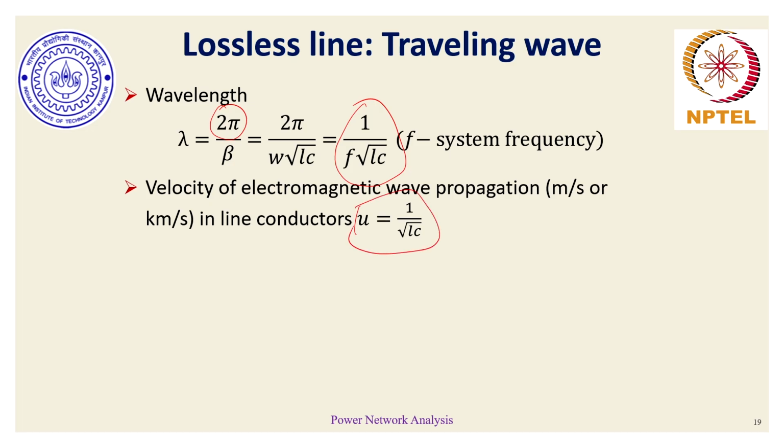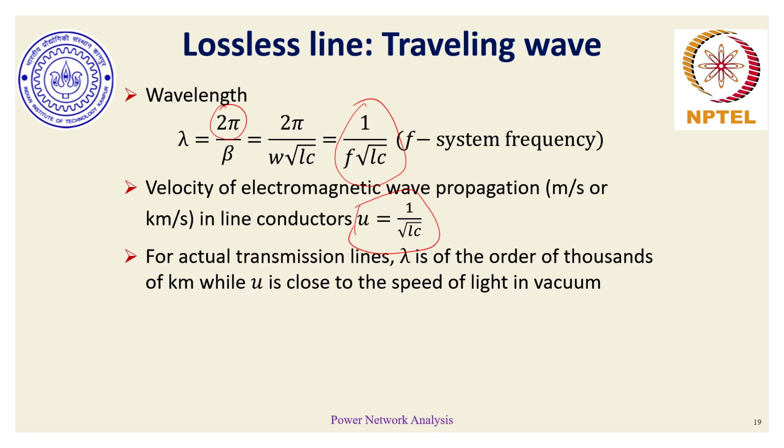If we evaluate this for an actual transmission line, this value of u would be very close to the speed of light in vacuum, and lambda would be in the order of a few thousands of kilometers. That means if a transmission line is energized from the sending end, it would hardly take any time for that energy or power to reach from the sending end to the receiving end, because the waves are traveling close to the speed of light.